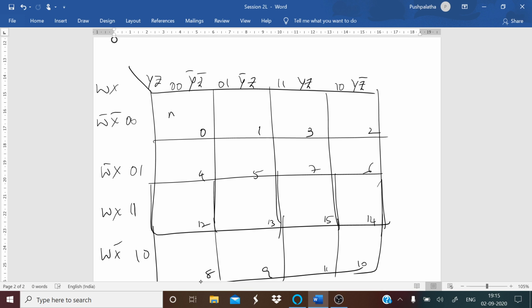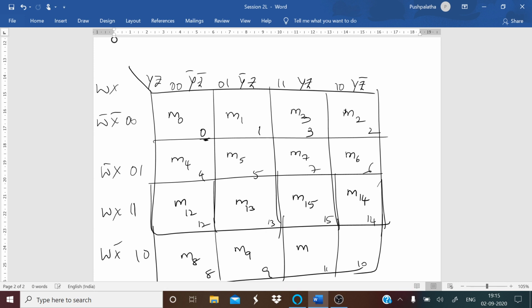So this will be M of 0, whatever you are going to give here, M of 1, M of 3, M of 2, M of 4, M of 5, M of 7, M of 6, M of 12, M of 13, M of 15, M of 14, M of 8, M of 9, M of 11 and M of 10. This is how you are going to represent. Keep in mind, this is very important while you are going to solve the expressions.